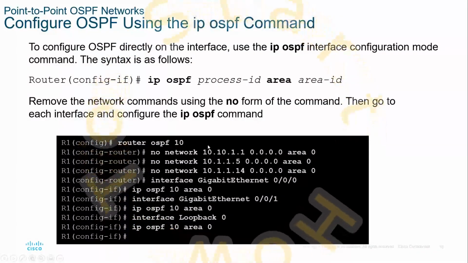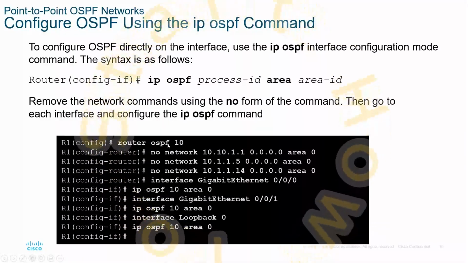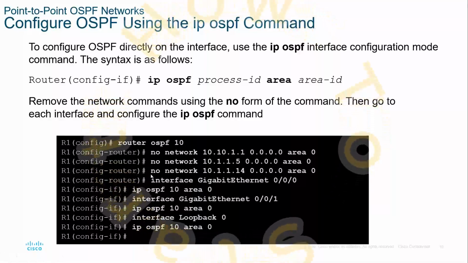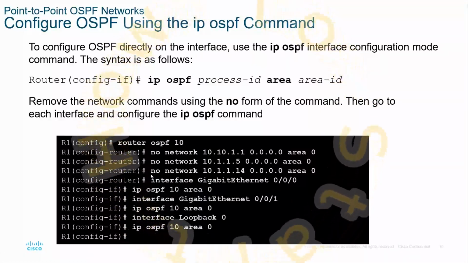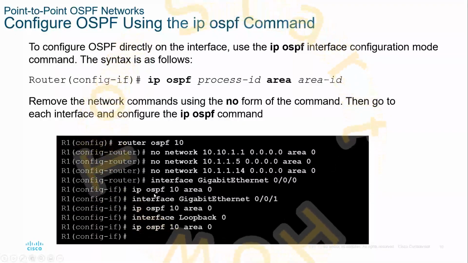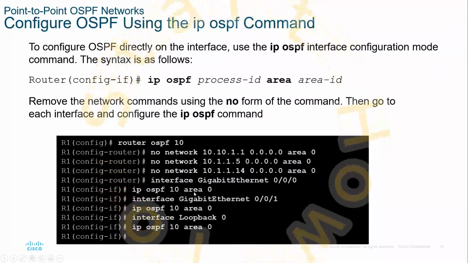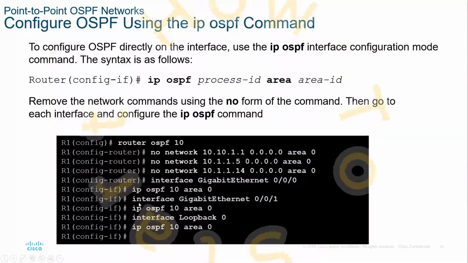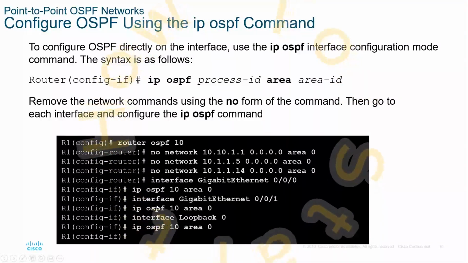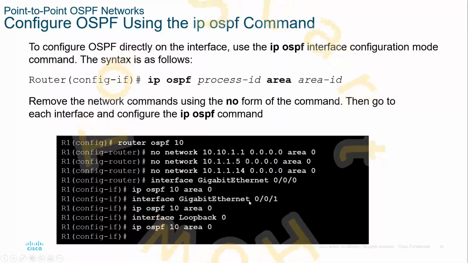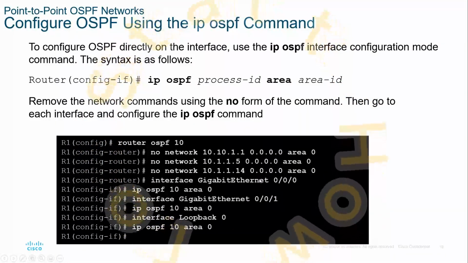Again, with OSPF, we could do the network statements, or we could do the configuration underneath the interfaces. So here we have the IP OSPF process ID, we could give it an area, and we would then navigate to the different interfaces. You'll notice here we have one for our loopback, our Gig 0/0/1, and our Gig 0/0/0.